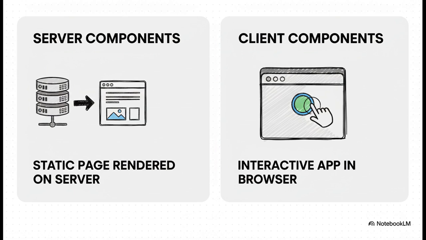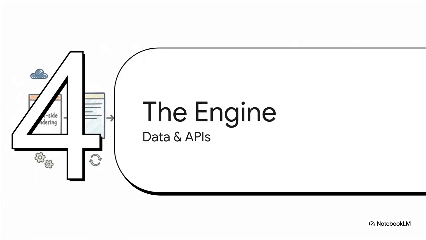Now, client components, you only use those when you need interactivity. Think of them like the salt and pepper shakers on the table. You use them when you need to click a button or fill out a form. You get the best of both worlds, the speed of a server-rendered page with the interactivity of a modern web app.